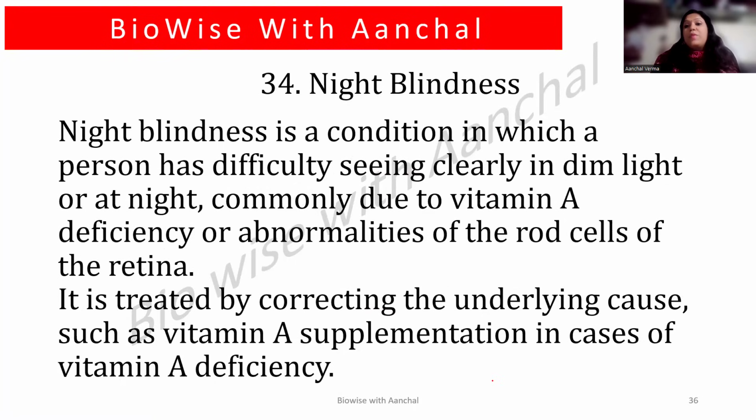Night blindness, vitamin A deficiency. So it's a condition in which a person has difficulty seeing clearly in dim light or at night, commonly due to vitamin A deficiency. So here, night blindness is a deficiency disorder. Rest, color blindness is a genetic disorder. So the difference between color blindness and night blindness can be asked.